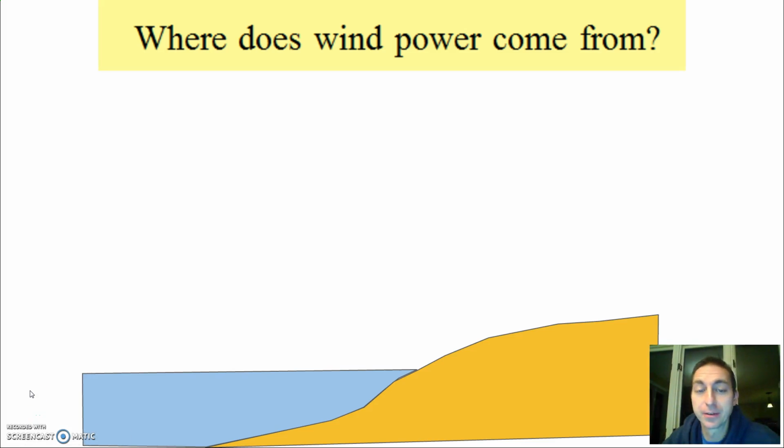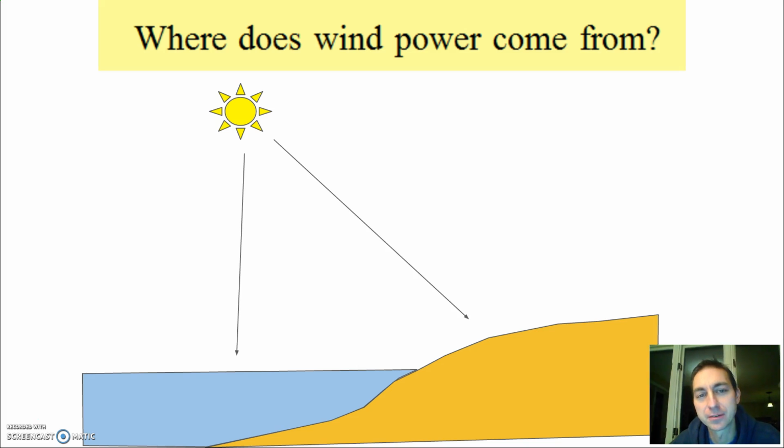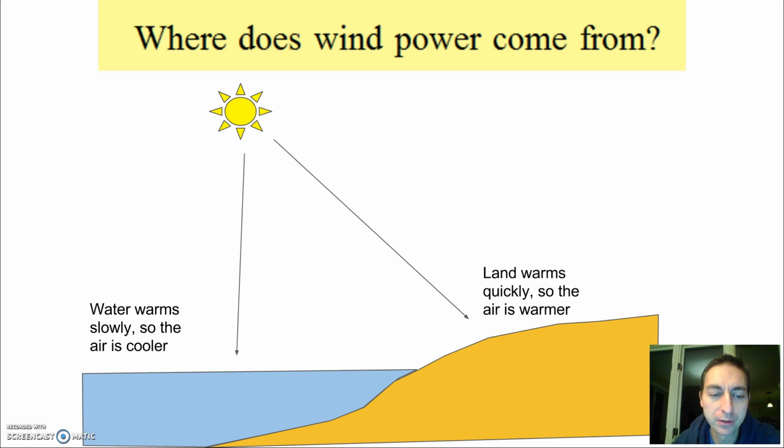Well, let's consider what happens at the beach. So you go to the beach and the sun comes up and it's sunny out, and we know that means there's sunlight coming down, shining on everything. But we've got water and land, and we know that water and land are two different substances and they don't heat the same way. So water is going to warm up slowly, therefore the air above it's going to be a lot cooler. Land warms up a lot quicker, so therefore it's going to have a higher temperature in the air above it.